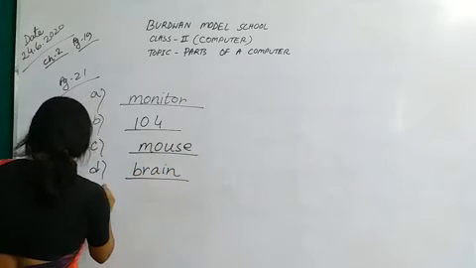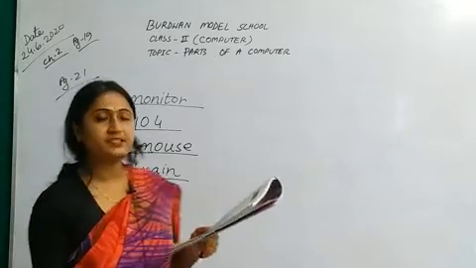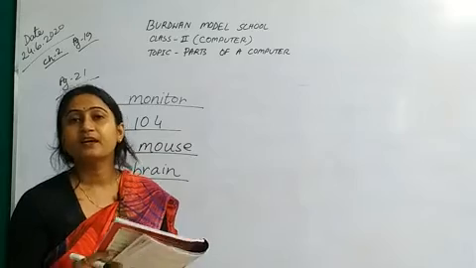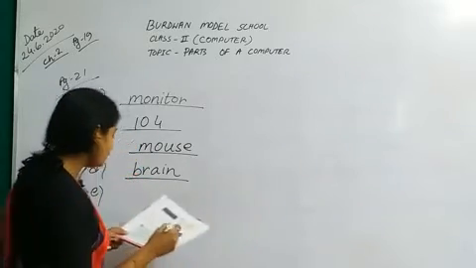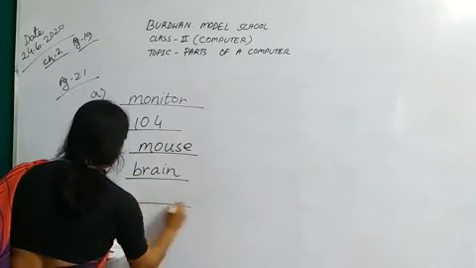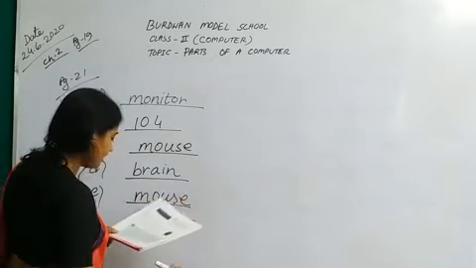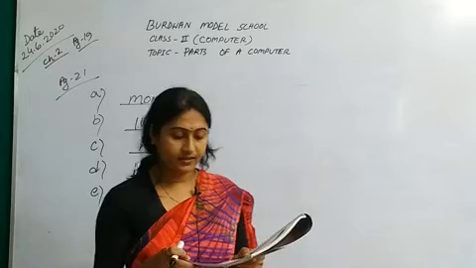Next, number E, a dash helps us to draw pictures and play games. Which part helps you to draw pictures and play games? A mouse helps us to draw pictures and play games. So write the answer, number E, mouse.